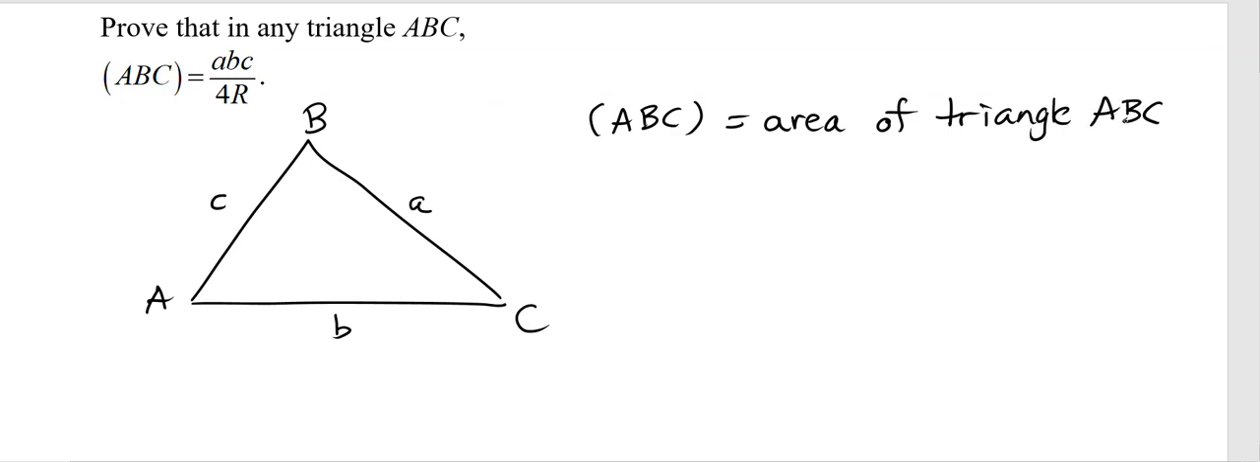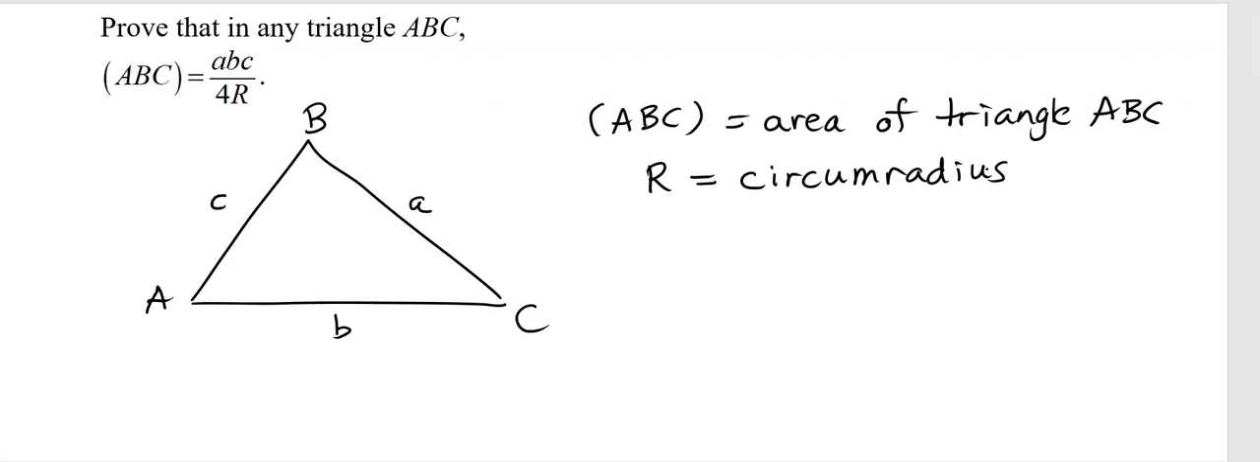And then one more thing, we have a capital R in the formula. That's referring to the circumradius, which means the radius of the circle that circumscribes the triangle, or in other words, passes through the three vertices of the triangle. Okay, so now that we've established the notation, go ahead and pause the video and give this problem a try.